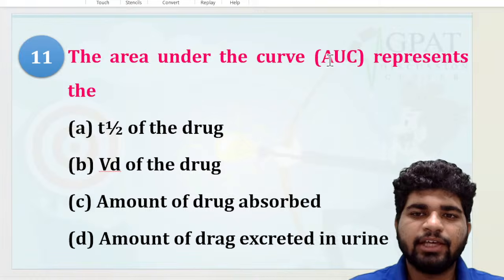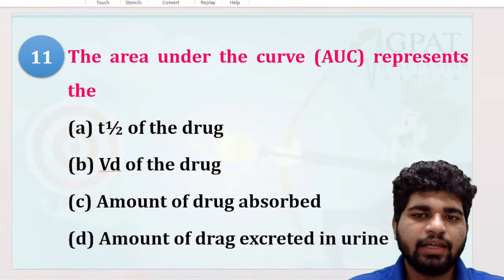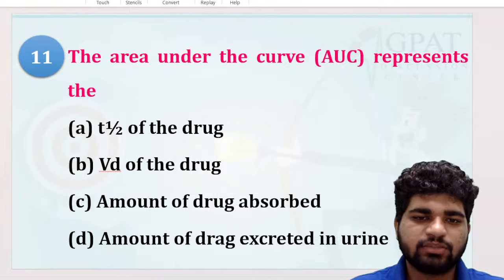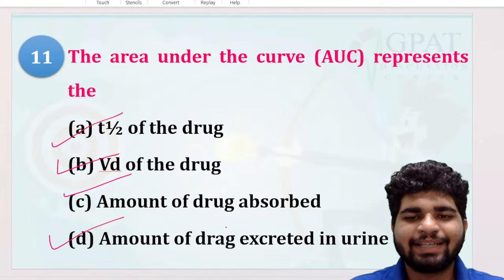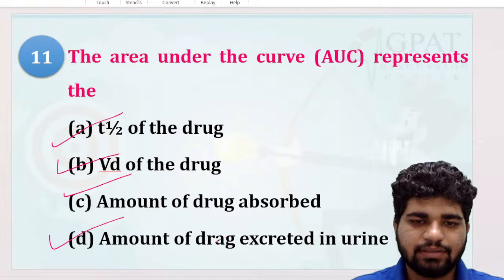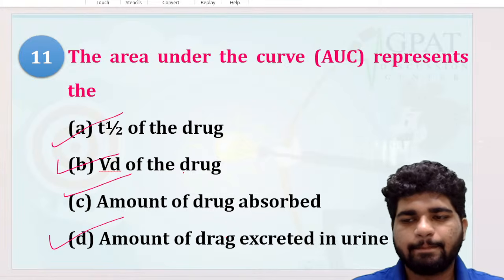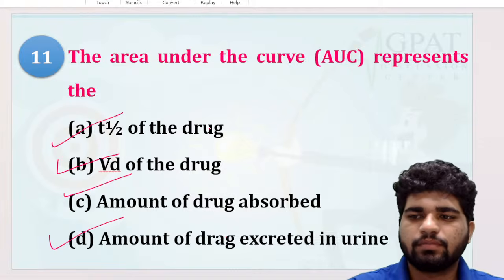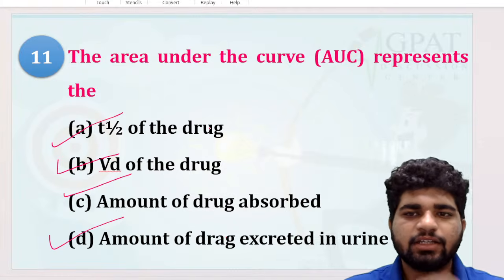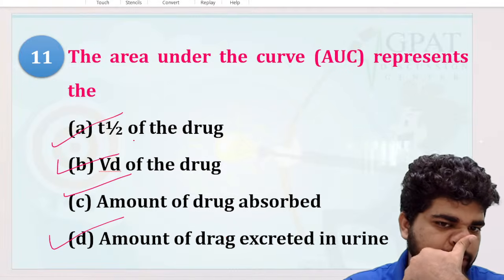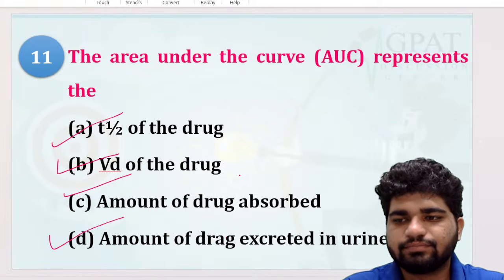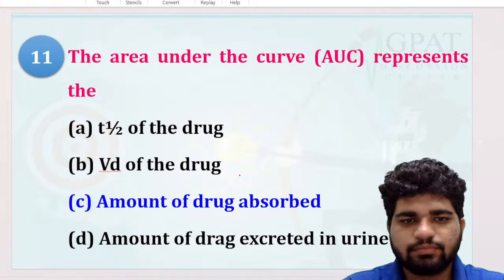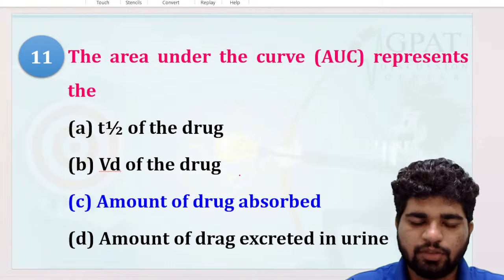The area under the curve, AUC, represents what? T half of the drug, VD of the drug, amount of drug absorbed, or amount of drug excreted in urine? That is nothing but your amount of drug absorbed.